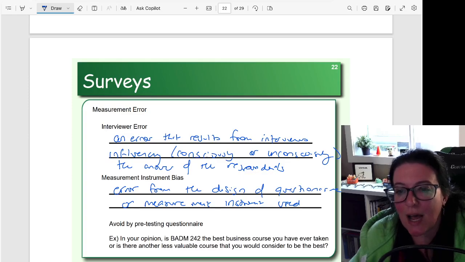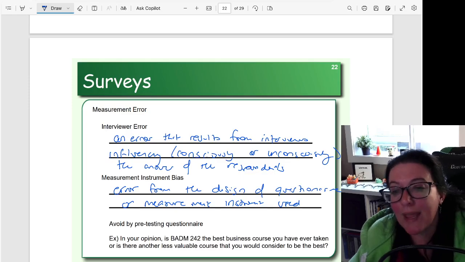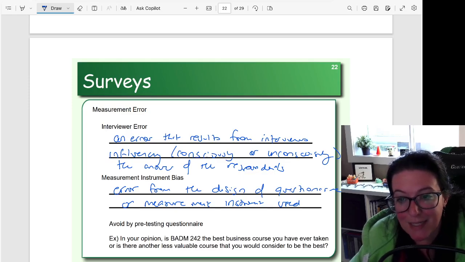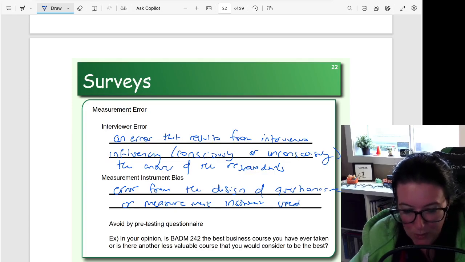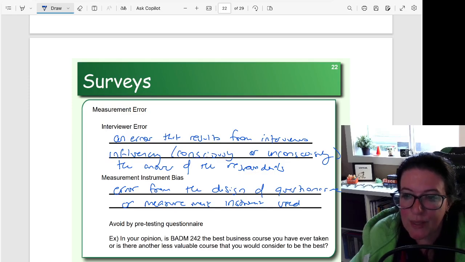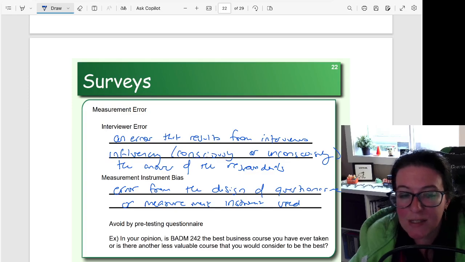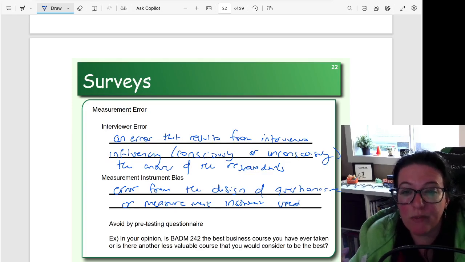Does that actually tie to our research objectives and the decisions we're trying to make? Are we getting the types of responses we expect to get? Have we offered all of the options for the multiple choice questions? So if we're looking at measurement instrument bias, we need to do things like avoid leading questions, use balanced scales if we're measuring attitudes and we don't have a reason to have it shift one way or the other. Watch those words that we should be avoiding.